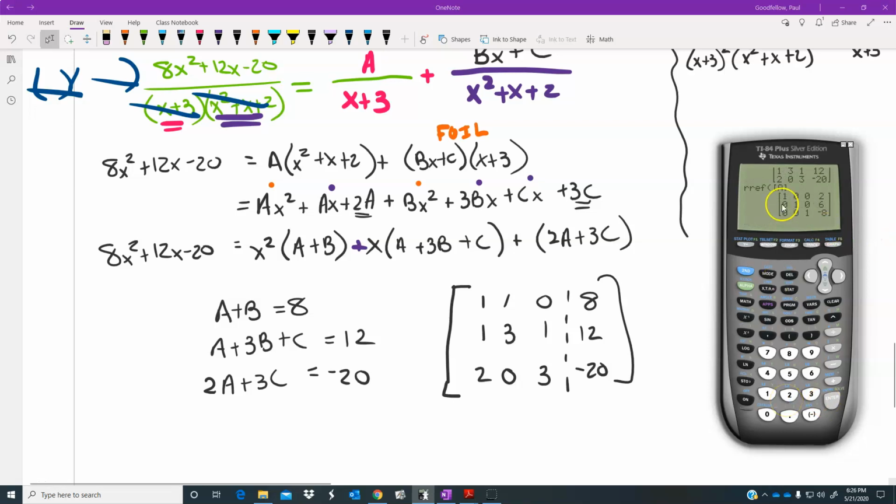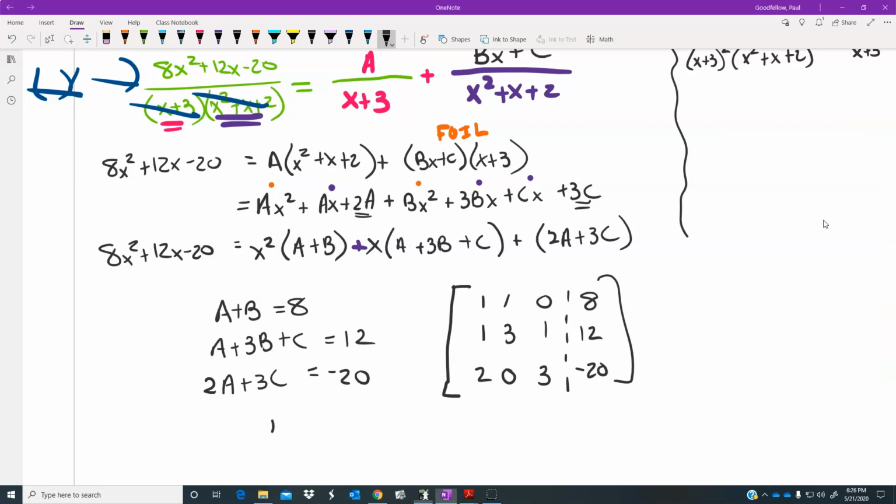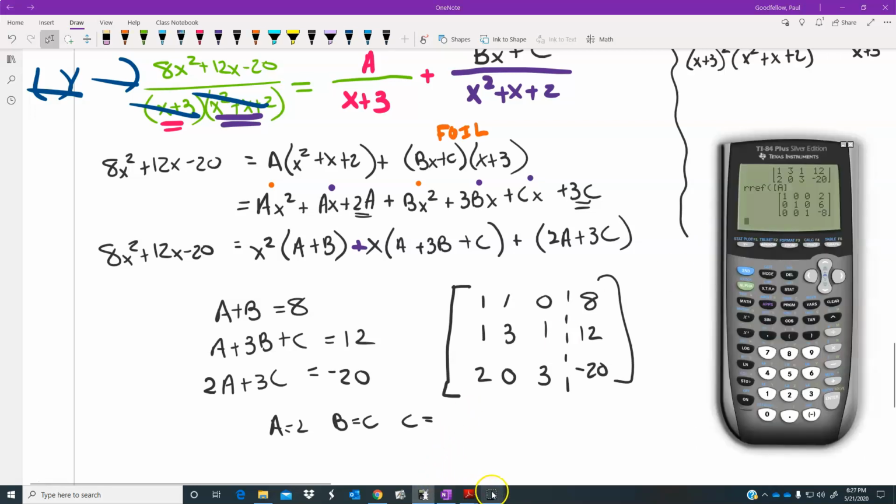Now remember that you're looking for the identity matrix, and then whatever's left here is going to be the answers for it. So it says A is 2, B is 6, and finally C is, let me go back to that. I didn't see it. It was -8.